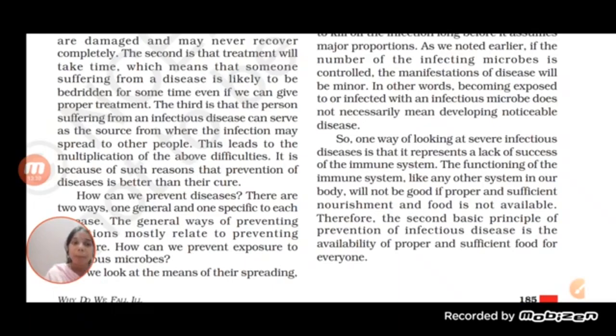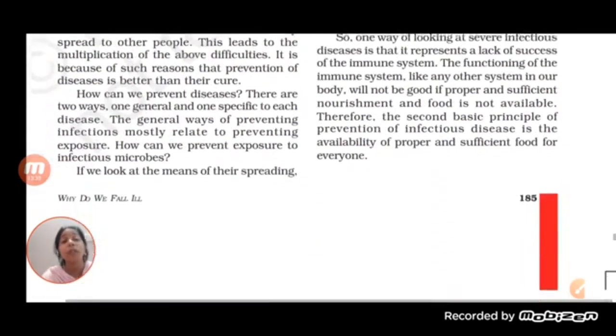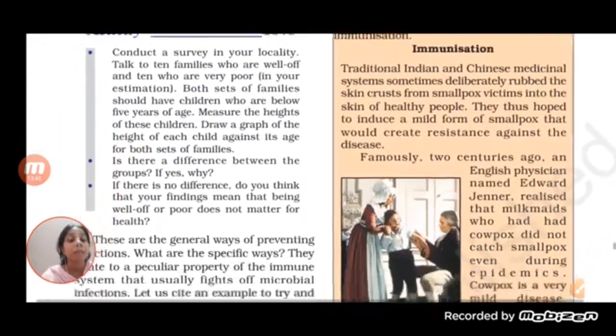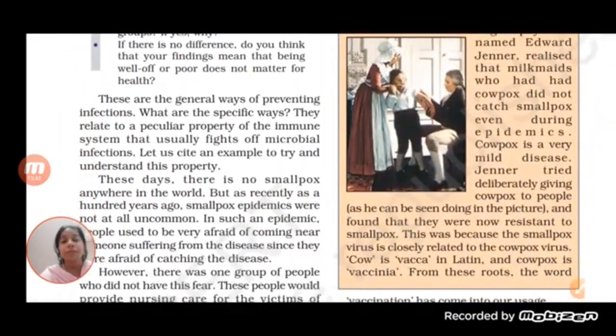When I said proper, it means nutritious food that will help in providing a sufficient amount of nutrients and nourishment that must be available in order to prevent any kind of infectious disease in a person. So, availability of proper and sufficient food for everyone is really important in order to increase the stamina of the immune system. So, there are general ways of preventing infection.